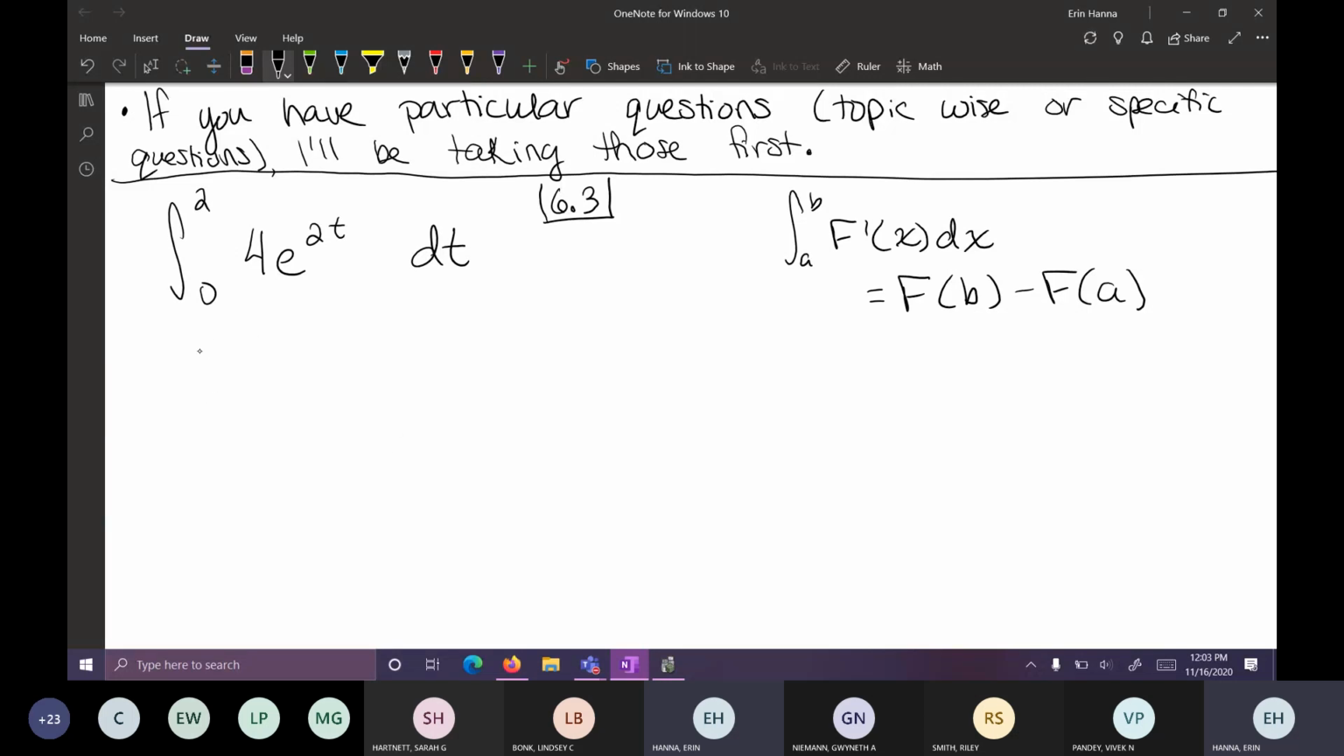So essentially that 4 comes along for the ride. And then when we want to take the antiderivative of e to the 2t, that's an e to the kx situation. So we get e to the kx, or e to the 2t in this situation. And then remember, you have to divide or multiply by a fraction of that k value. So we're going to have to multiply by 1/2. And then you always get a plus c at the end of your antiderivatives. And so I can clean that up a little bit.